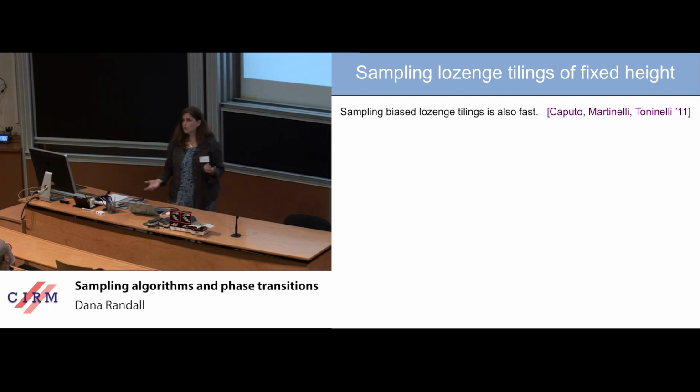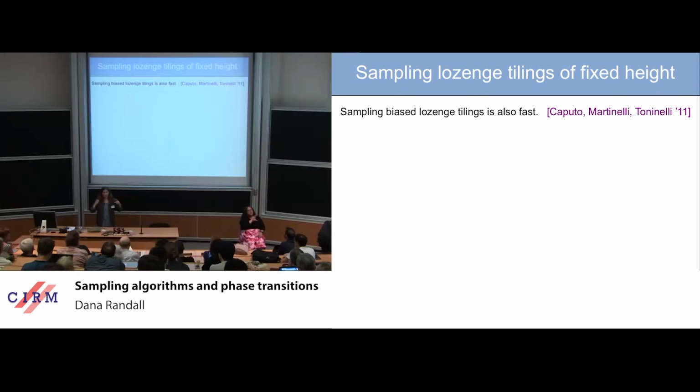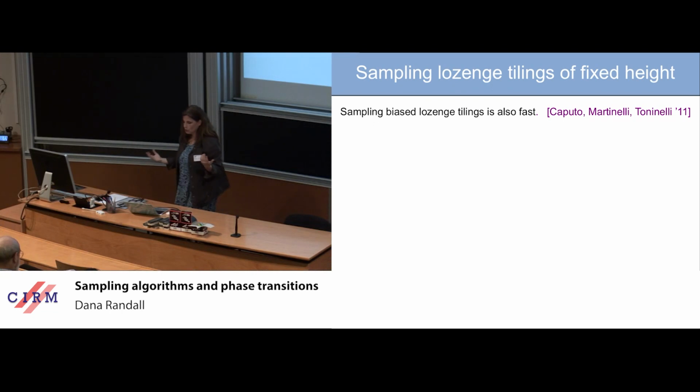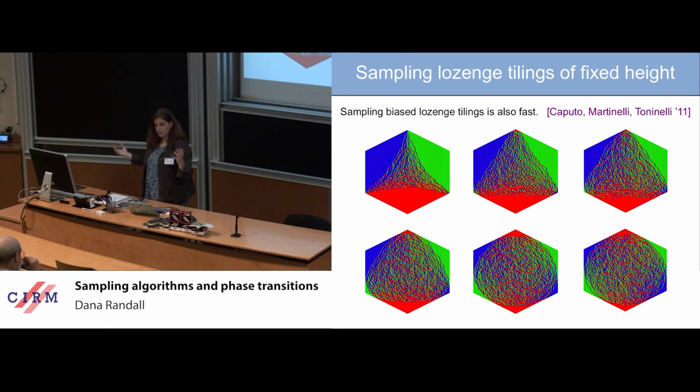Okay, and then just for fun, I'm going to switch over to the third part of my talk in a second, but I just said that we have fast mixing for these biased paths. We also have fast mixing for biased surfaces. I'm cheating a little with these pictures because the Caputo, Martinelli, and Toninelli work holds when the height function on the boundary is flat. It doesn't work for the pictures that I'm about to show you, but we ran it anyway. And this is what lozenge tilings at different heights look like.